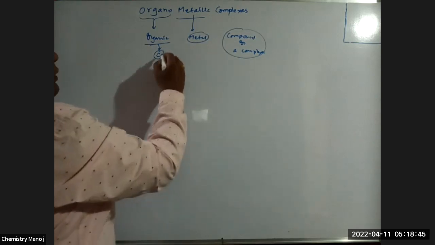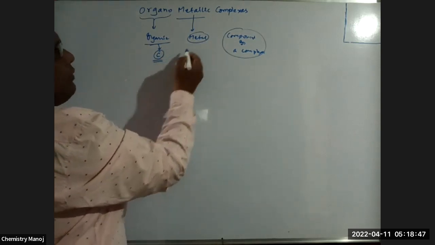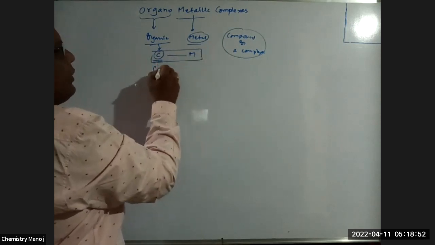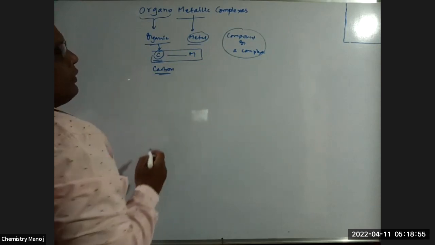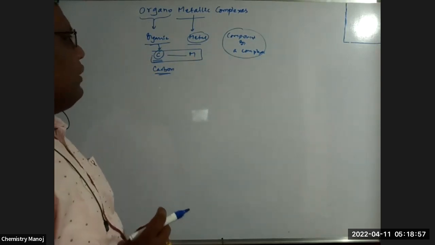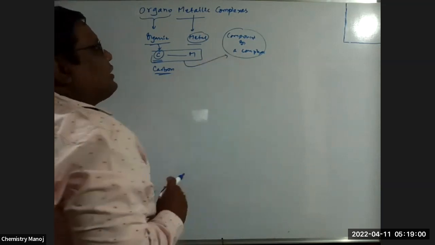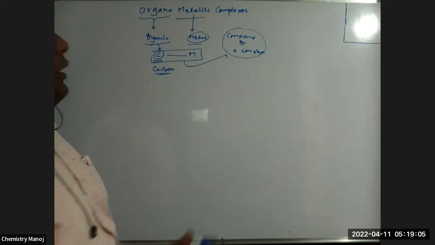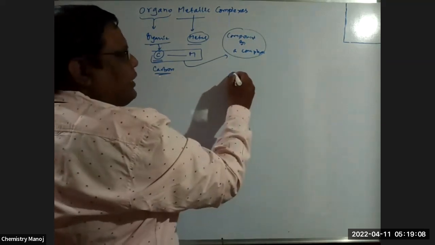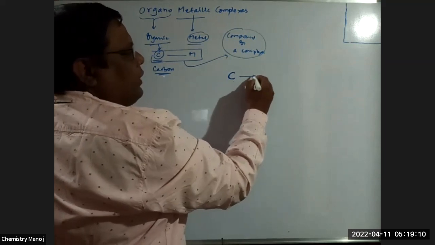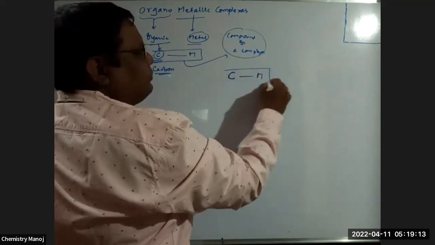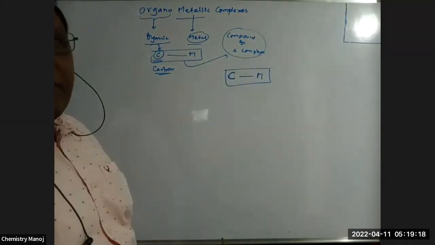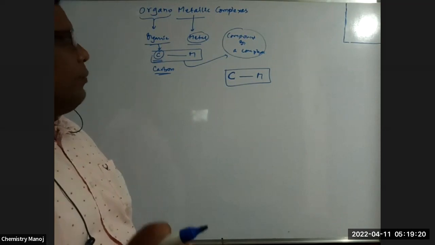That means from the organic side, carbon, and from the metal side, M. There should be a bond between metal and carbon. The compounds or complexes formed are called organometallic compounds or complexes. In these compounds, there is a direct bond between a carbon atom and a metal atom. Okay, now please respond.